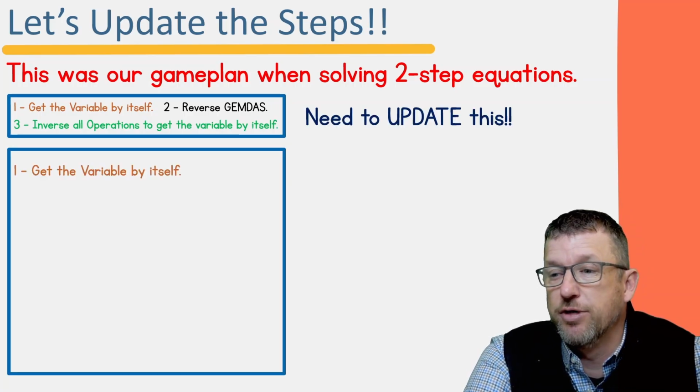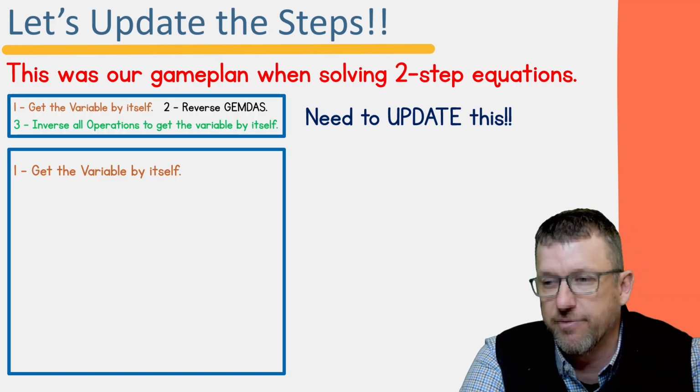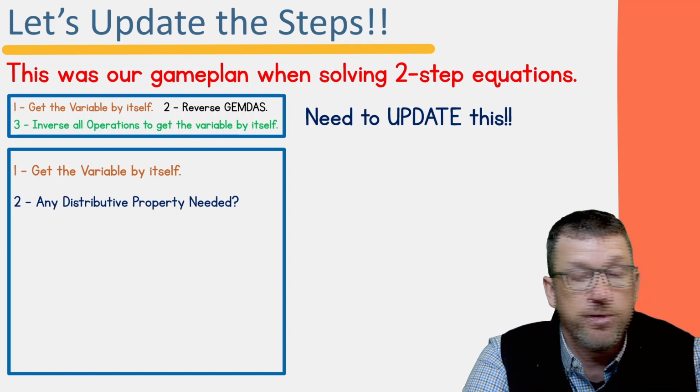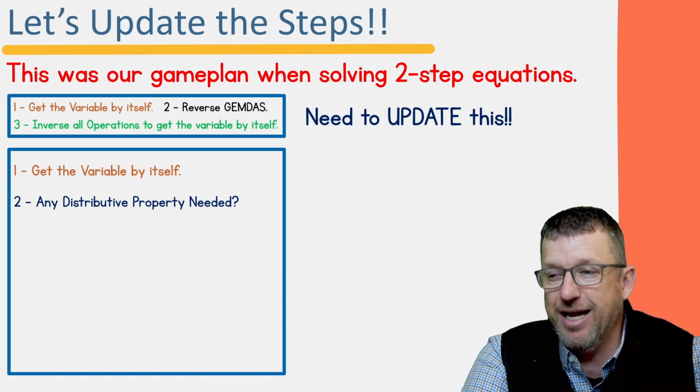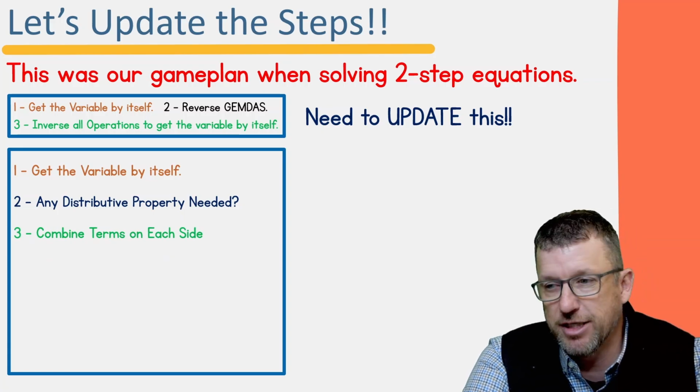So first thing we're going to do is get the variable by itself. That's our goal. That's the whole process, is getting the variable by itself. The first thing we're going to do is, do we see any distribution property? Is any of that needed? If so, do it. After that, combine terms on each side.